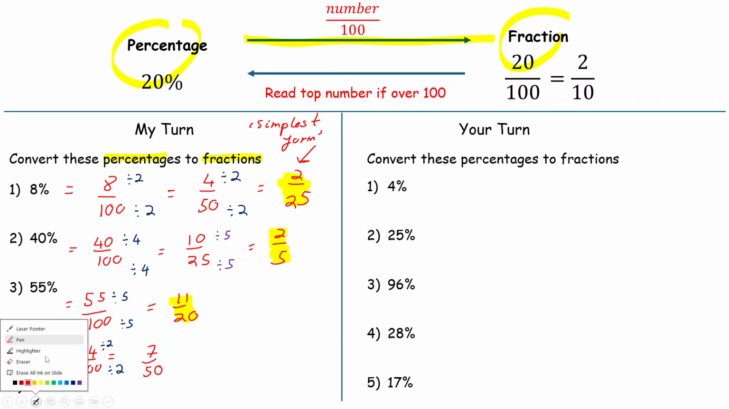So 7 over 50. And because 7 is a prime number, there's definitely going to be no other factors. So that there is your answer. Again, 14% is the same thing as a fraction as 7 over 50.